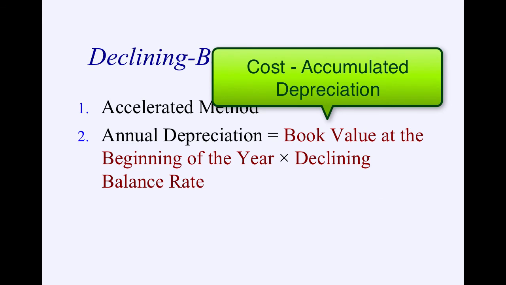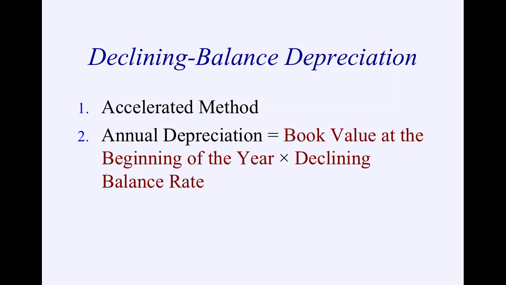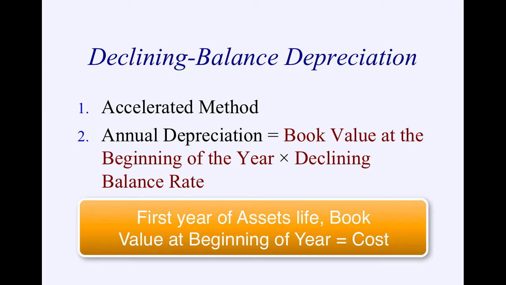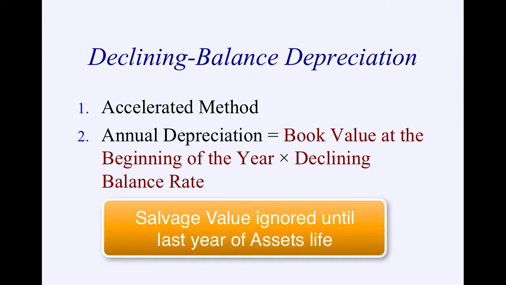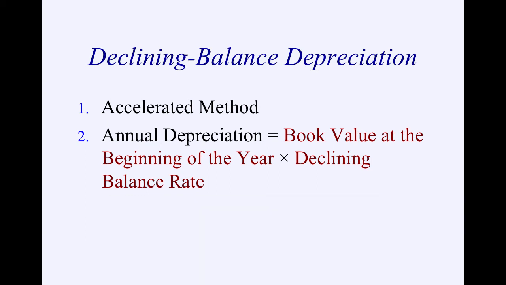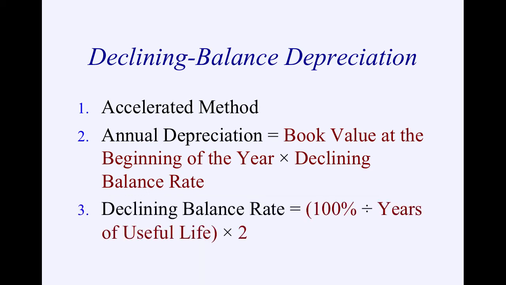Book value is equal to the cost of the asset less its accumulated depreciation. As a result, in the first year of the asset's life, the book value at the beginning of the year is equal to the asset's cost. Under this method, salvage value is ignored until the last year of the asset's life. In calculating the declining balance rate, we take 100% and divide it by the years of useful life. This amount is then doubled by multiplying it by 2.